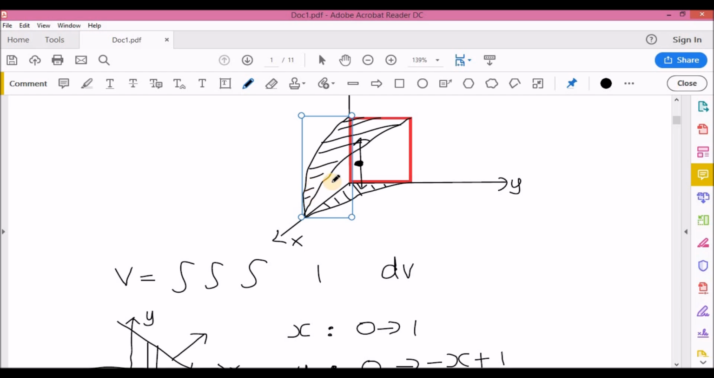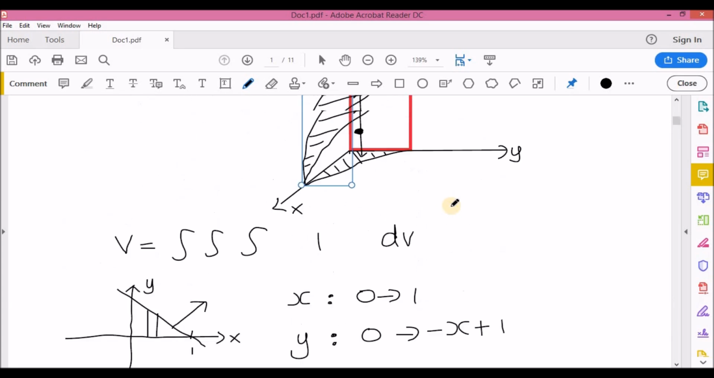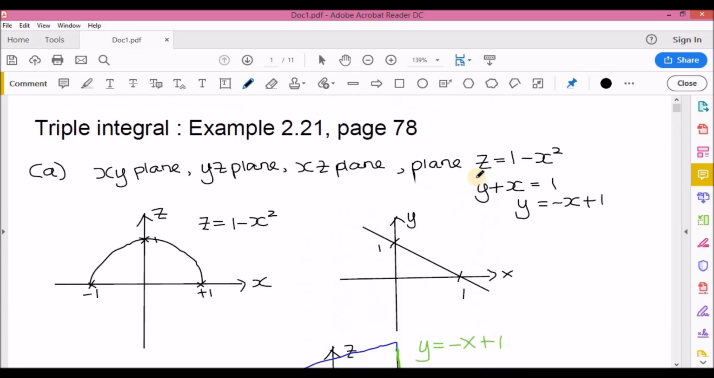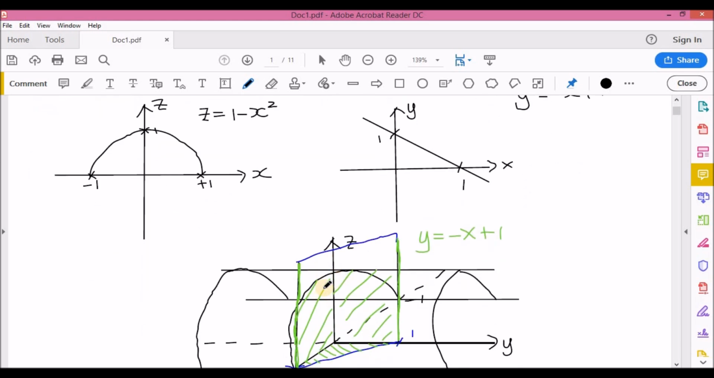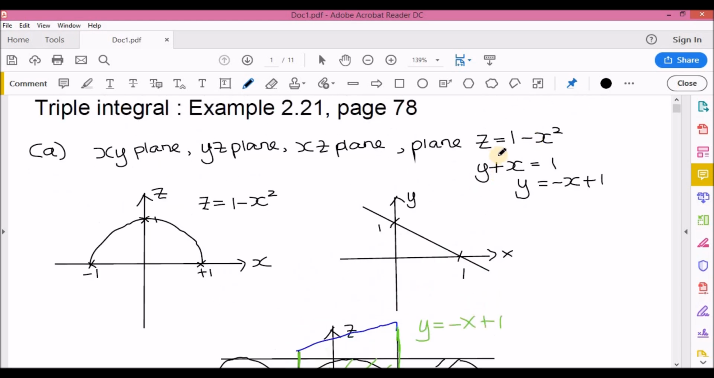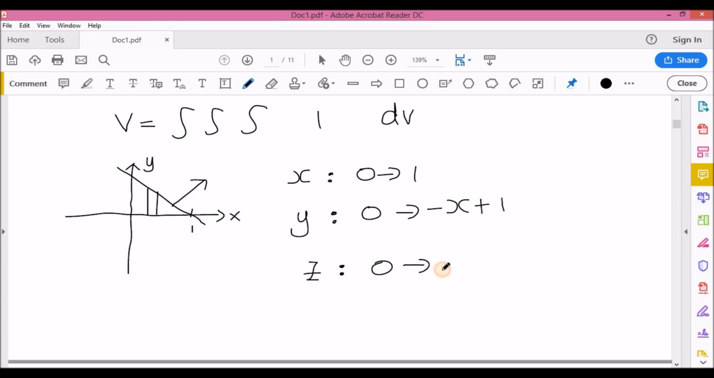The equation of this surface is represented by, just now you have the lowest value 0, the equation of this plane you have to refer to your question. So this will be the plane. The equation of this plane is 1 minus x squared.